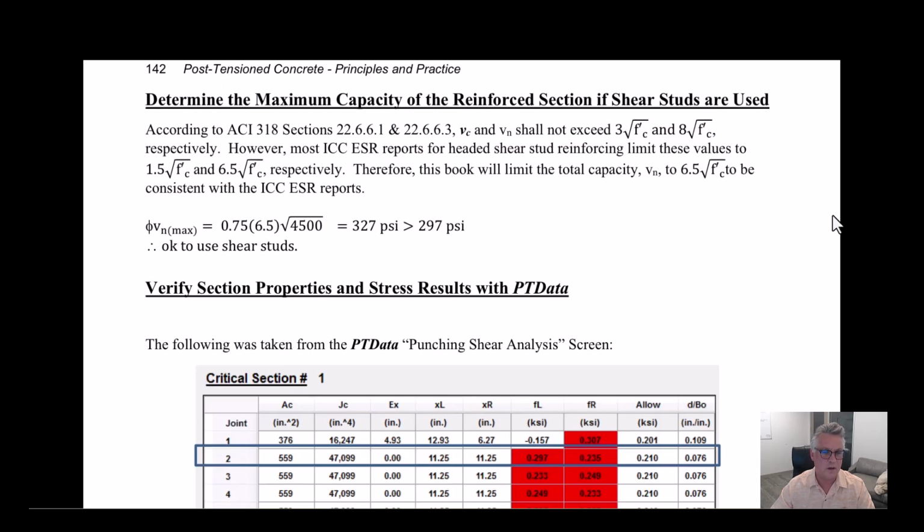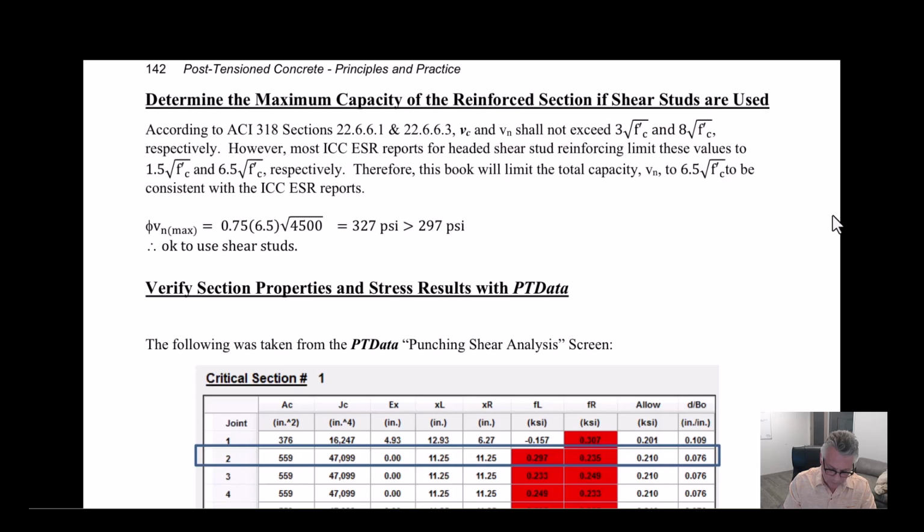Now, I wish it just came right out and said 6.5 square root f'c. I don't know why it doesn't, but it doesn't. But our software, our designs, we make sure that we have adjusted everything for that loss of 1.5 square root f'c. So that takes 8 down to 6.5. That's how our software works. That's how this example is going to work. That's how our designs work. So if you use stud rails and you're satisfying the ICC ESR reports, maximum capacity of concrete plus stud rails cannot exceed 6.5 square root of f'c.